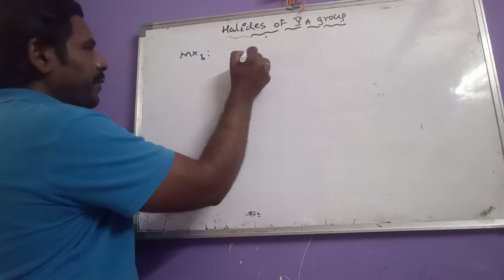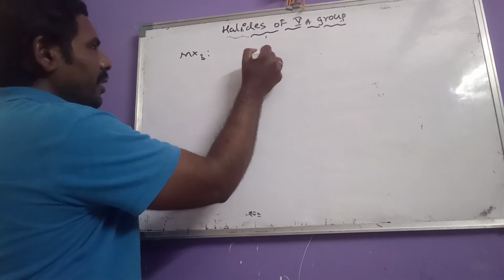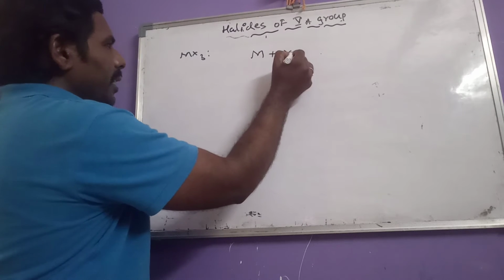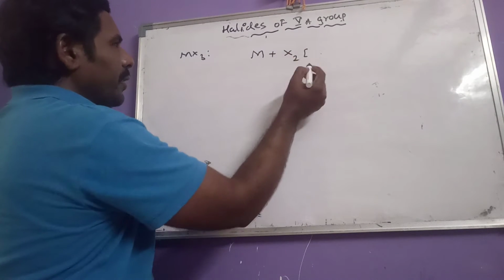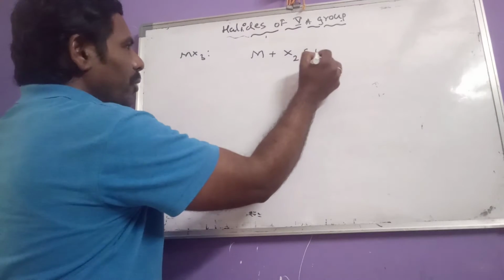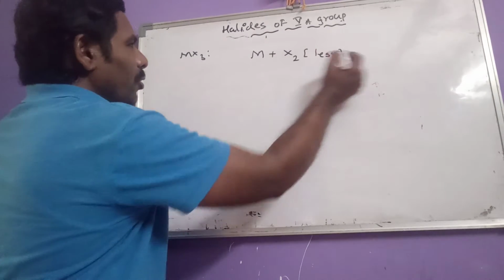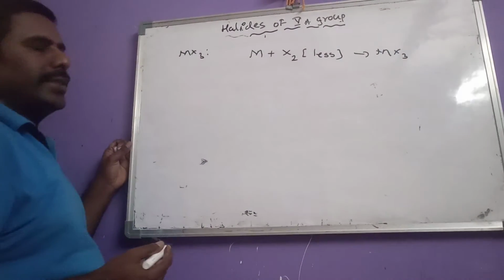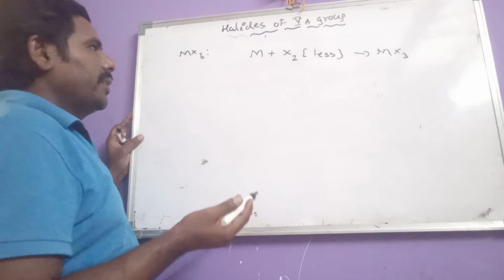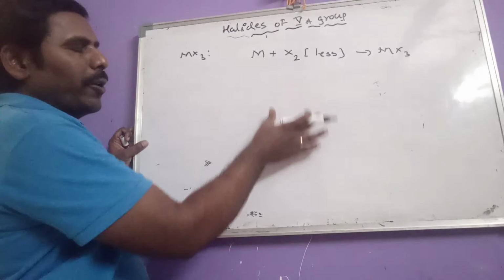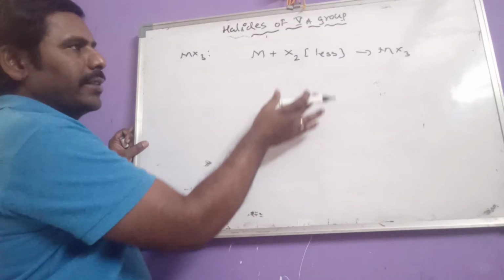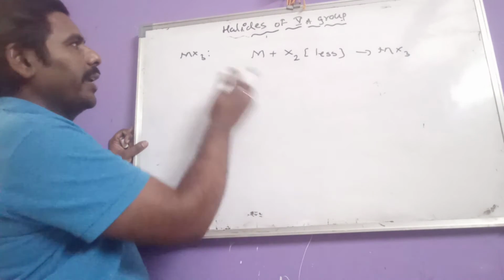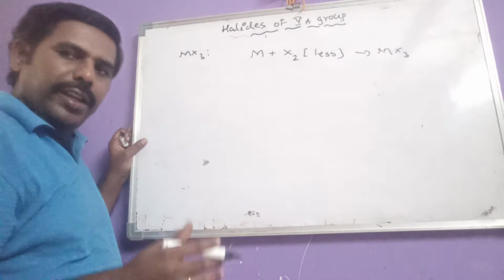When any 5th A group element is treated with a limited amount, or less amount, of halogen, it produces trihalides. Now let us see some important points regarding the properties of trihalides of 5th A group elements.